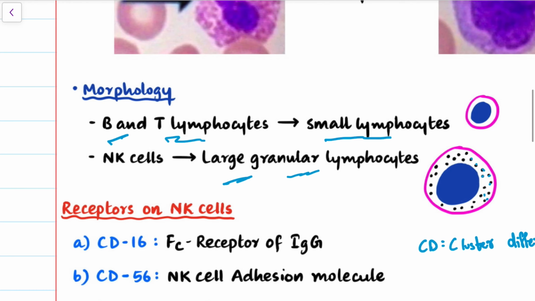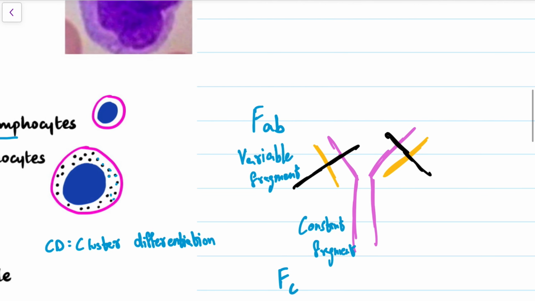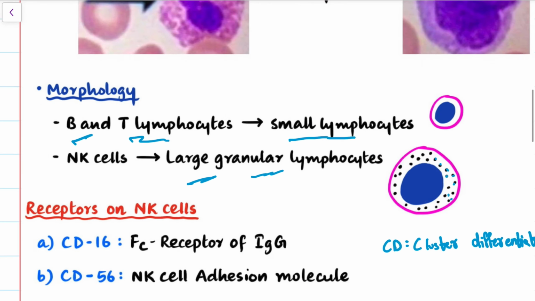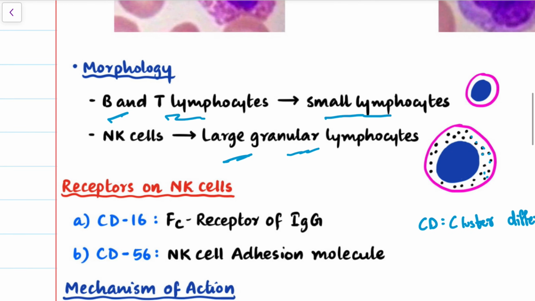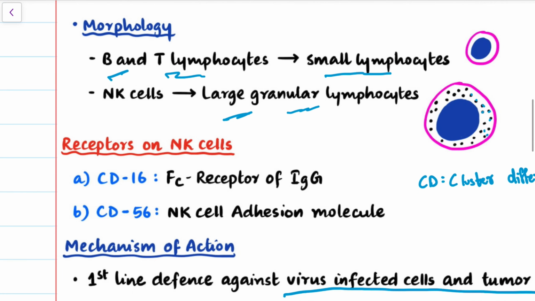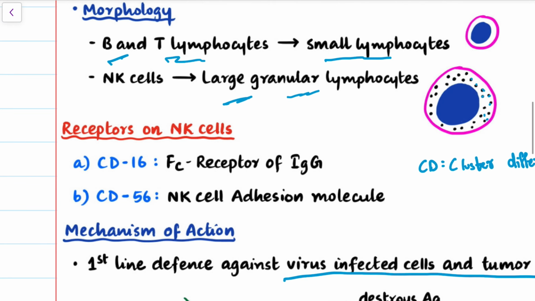The CD16 molecule is a receptor for the constant fragment. You get it? The constant fragment. Okay, and CD56 is an NK cell adhesion molecule, which helps a lot of cells to adhere together and fight off a much larger sized antigen.